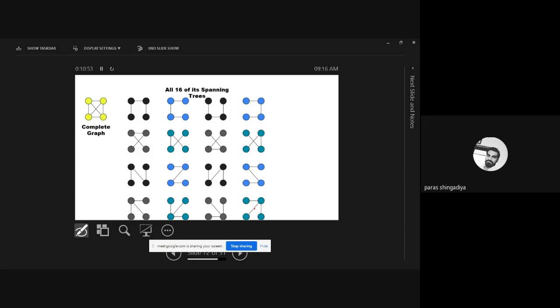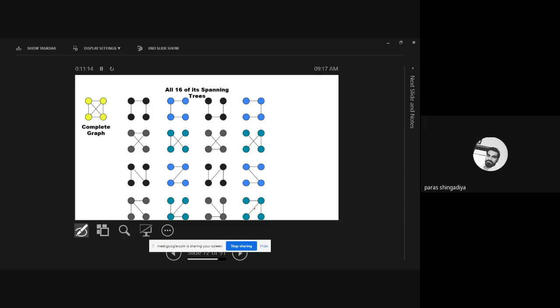The first graph, second, third, and fourth, and then after you consider this step, then after that there are 4 possibilities, and these are the 4 possibilities. In total, 16 spanning trees you can create in this K4. Clear? As an answer, you can use any one, any spanning tree you can consider.